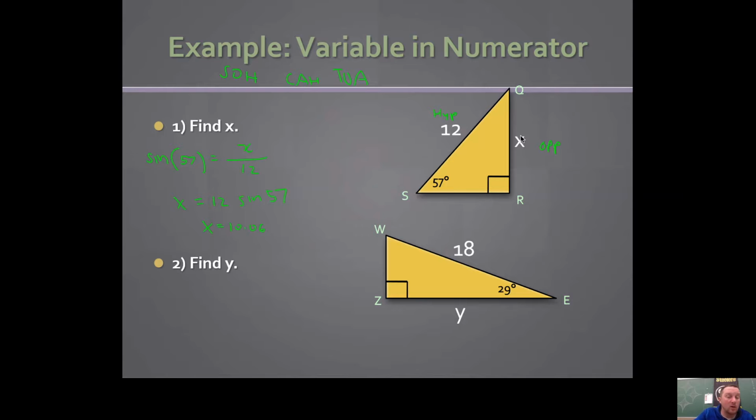Now I'm solving for my long leg. 10.06 makes sense to me. It's less than the hypotenuse, and there's still a good chance that it's bigger than this short leg.